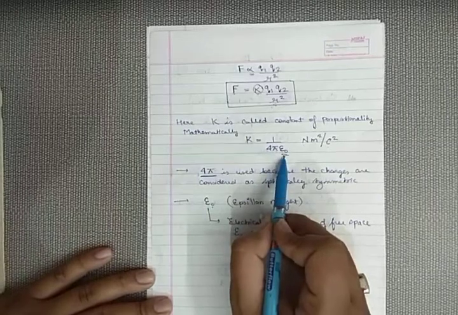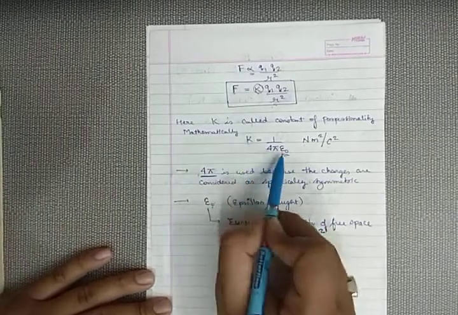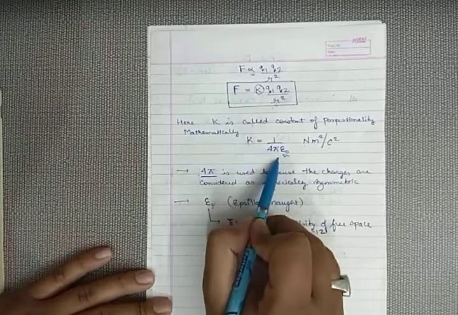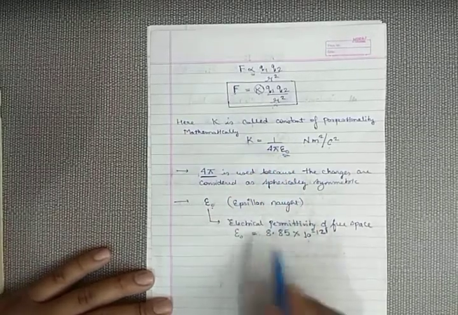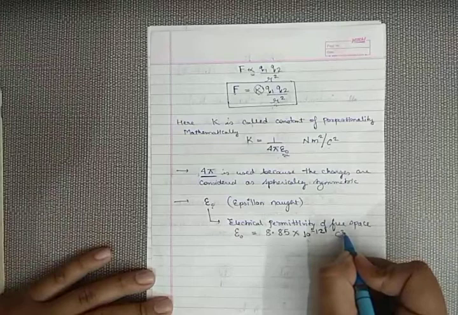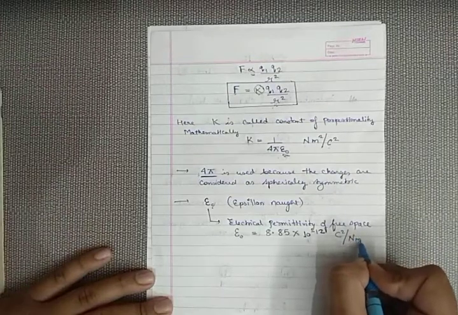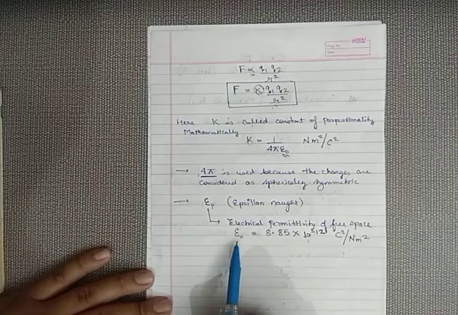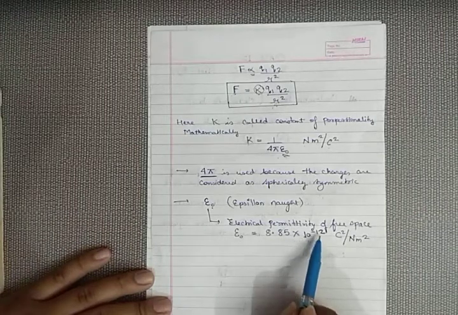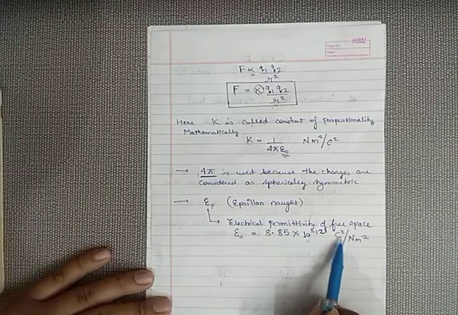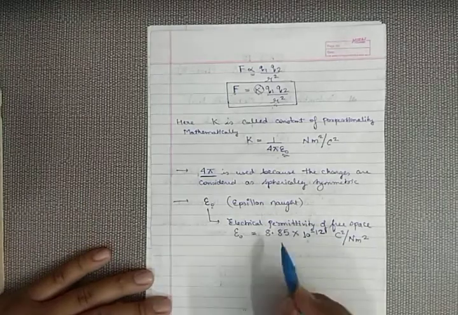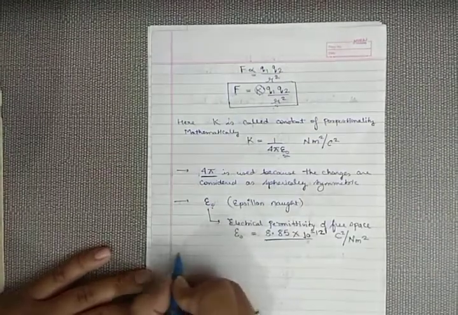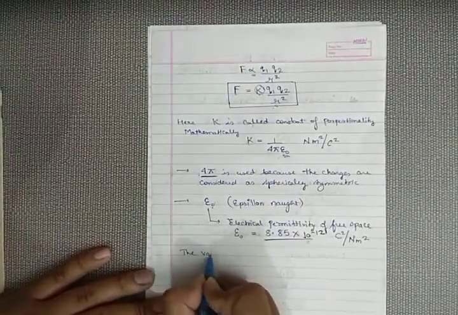And we have to find the unit of this epsilon naught. K and epsilon naught are inversely related. So the unit of epsilon naught will be Coulomb square upon Newton meter square. So the value of epsilon naught is 8.85 into 10 to the power minus 12 Coulomb square per Newton meter square. On substituting this value of epsilon naught in this formula, now see what we'll get.